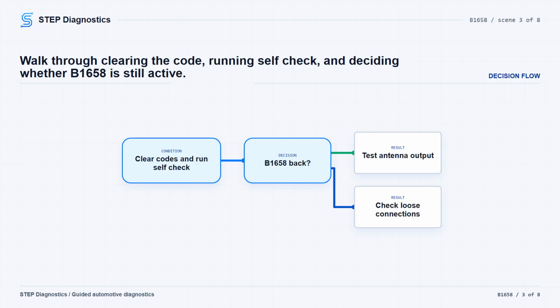If B1658 is not indicated, treat it as an intermittent condition for now. The system is okay at this time, so concentrate on loose or poor connections before going deeper.